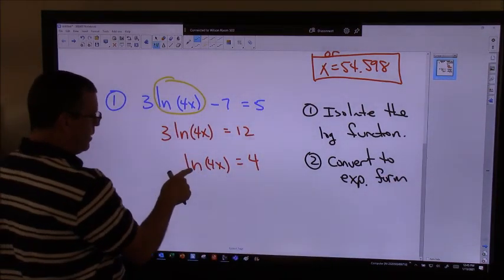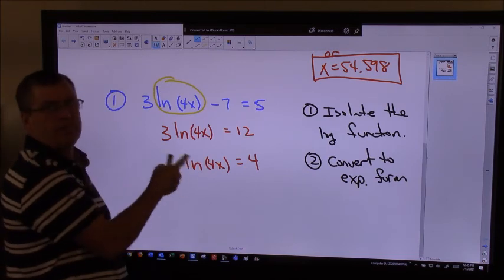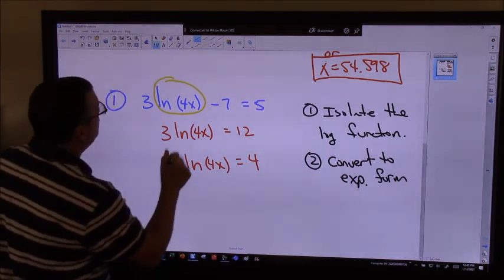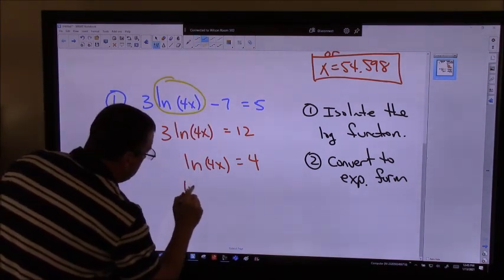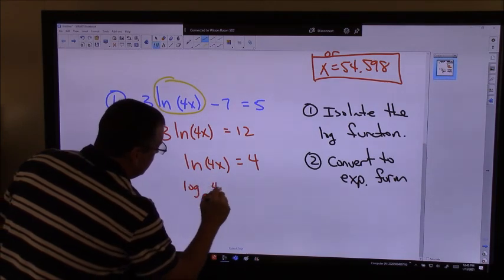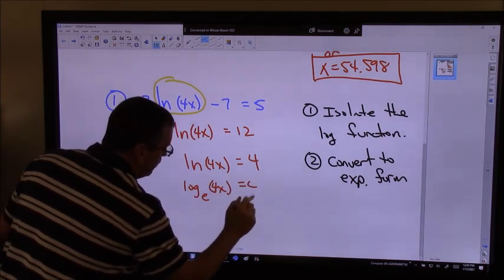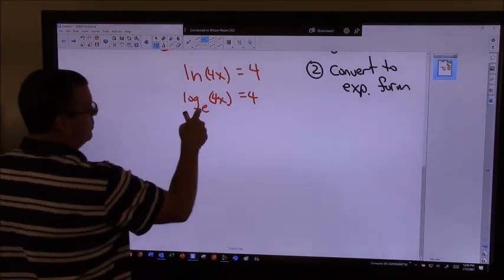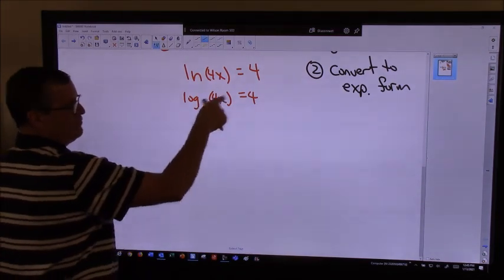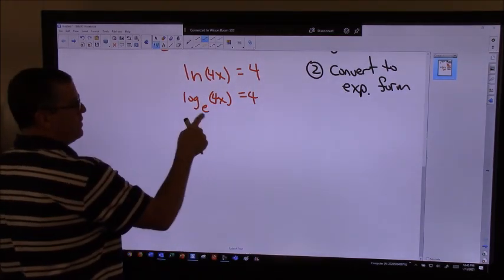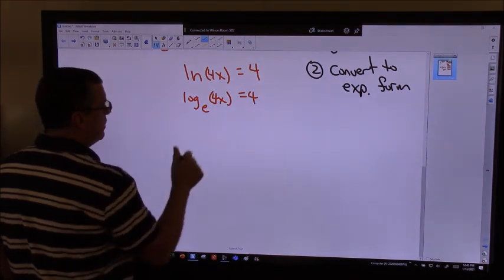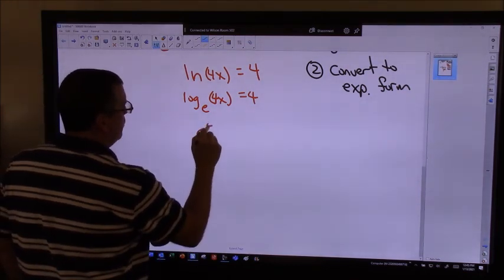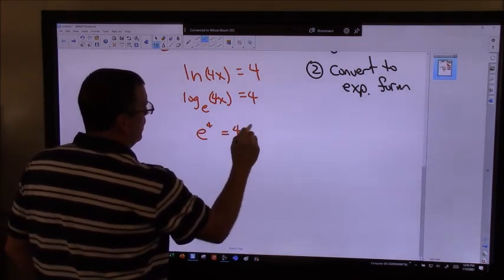So remember, this is log base e. You don't have to write that down, but if you want to, you can. You can say log base e of 4x equals 4. And now we're going to switch to exponential form. So I've got e raised to the 4th equals 4x. So e to the fourth power equals 4x.